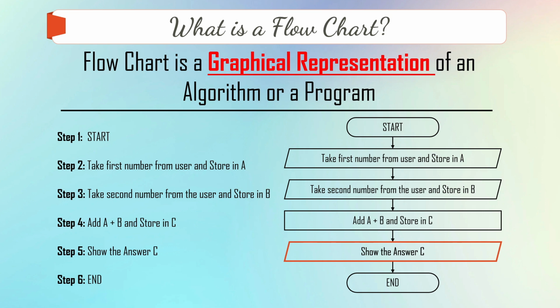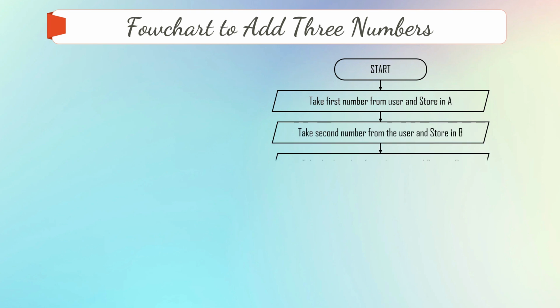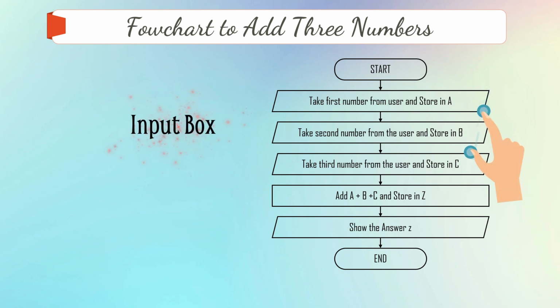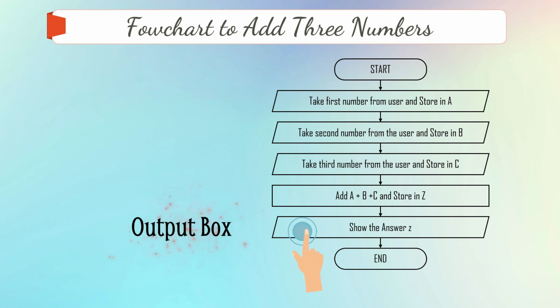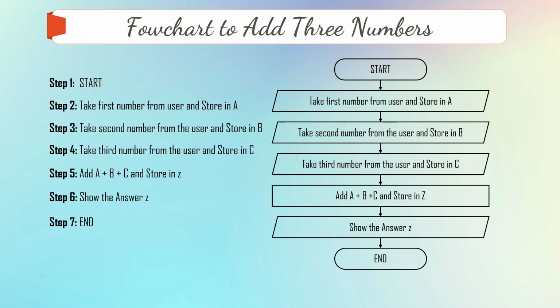Now let us modify this algorithm for addition of three numbers, and then we will see how the flowchart changes. So flowchart to add three numbers. You have to start with start, then first number in A, second number in B, third number in C. All the three steps are in parallelogram. Then A plus B plus C and store in Z. Add A plus B plus C and store in Z is in a rectangle, and show the answer Z is in a parallelogram again because it is an output, and then the end symbol. And this is the flowchart for addition of three numbers.